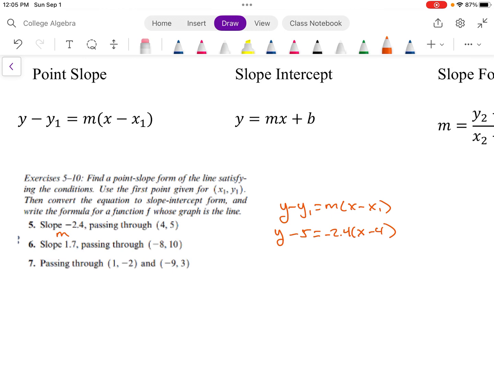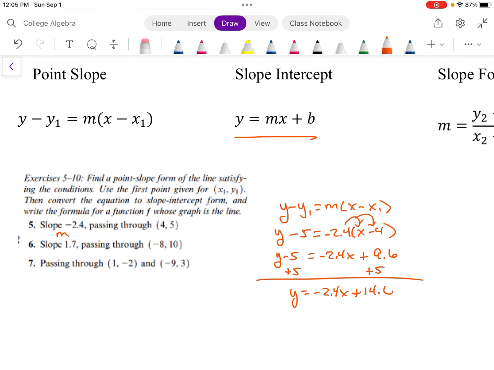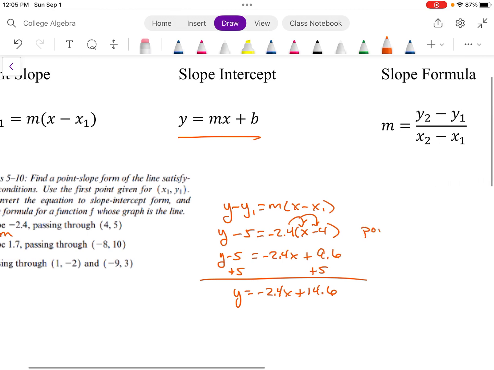Now for the second part, where it says solve for slope intercept form, we're going to convert it to y equals mx plus b. That means I have to do my distributing and combining like terms. So I'll distribute the negative 2.4: y minus 5 equals negative 2.4x plus 9.6 if I multiply those two things together. Now I add the 5 across, and I get y equals negative 2.4x plus 14.6. There is my slope intercept. As I write down next to it, here's point slope, here is slope intercept.